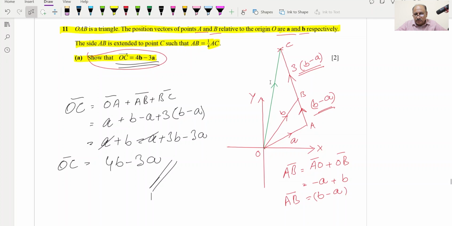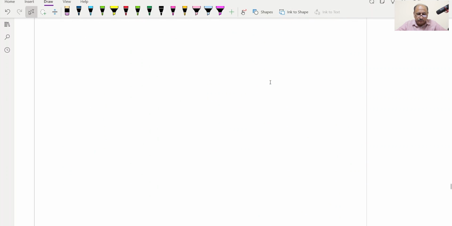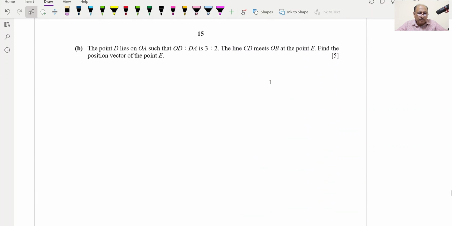Hopefully you understood properly with the help of this drawing. Now we can move to the B part. The B part says the point D lies on OA such that OD:DA is 3:2. The line CD meets OB at the point E. Find the position vector of point E. This is a 5-mark question, so we will be doing this one properly.